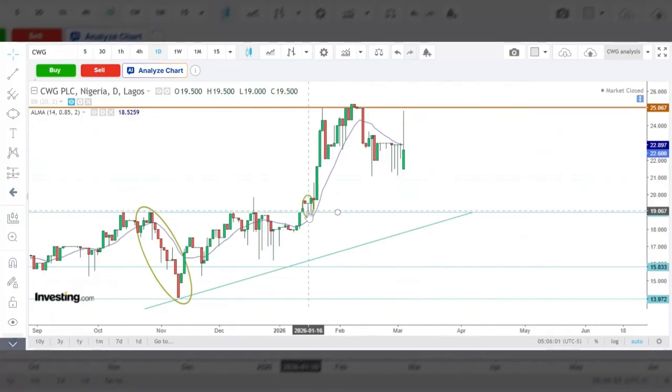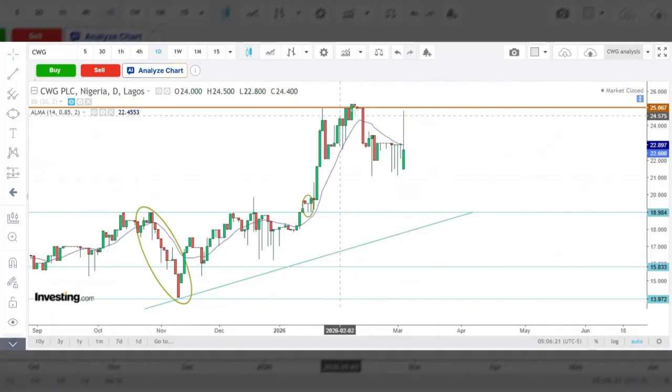People bought at this level, and people continue buying here because this is a strong resistance level. You see, it touched here and came down, touched here and came down, touched here too and came down too. And also, when it broke out, it came here, it broke out small. People now put their buying position here. That is how it went up again.